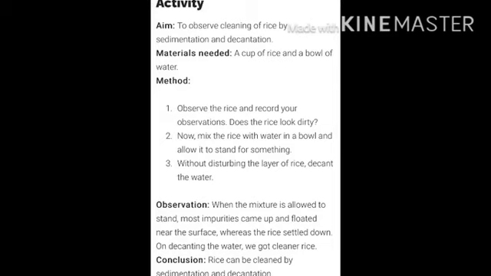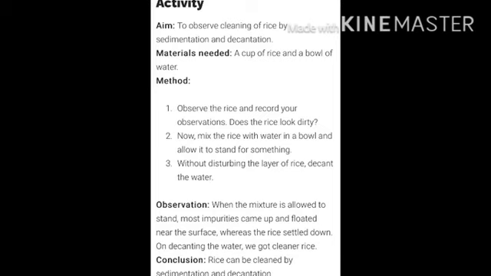Now let us perform an activity. Aim: to observe cleaning of rice by sedimentation and decantation. Material required: a cup of rice and a bowl of water. Method: observe the rice and record your observation. Does the rice look dirty?